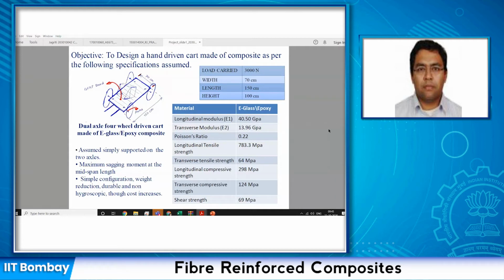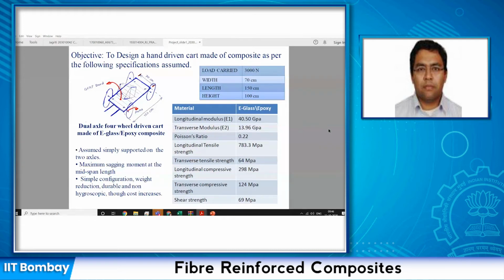Generally, the weight of the cart is almost about 20% of the total load that we are about to carry. But by using composites, we will be able to reduce this weight. Also, the other advantages will be its durability and its non-hygroscopicity. But compared to other materials that we traditionally use, like timber and metals, the cost definitely will increase. But my reason for choosing e-glass epoxy fiber is that it is comparatively cheaper than other composites.